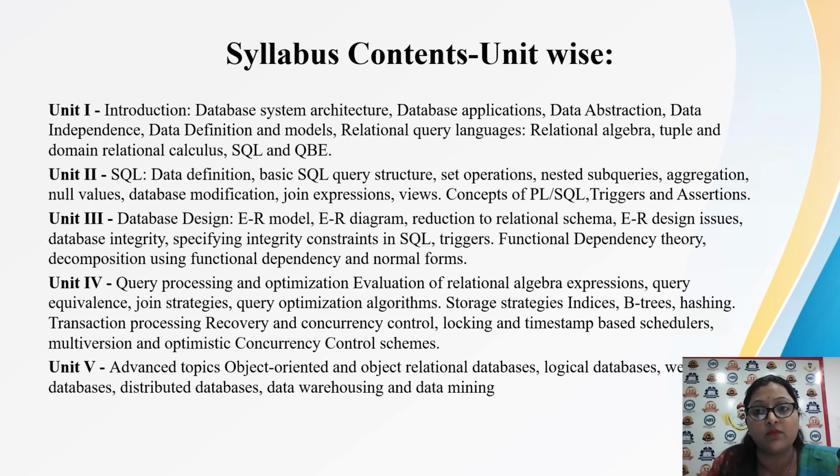Next is tuple. What is a tuple? A tuple is a row or record of the table. As we are creating a student table, there are rows and columns, so the row will be called a tuple. Next is domain relational calculus. Domain relational calculus is based on domain variables, meaning it will show the column variable data.